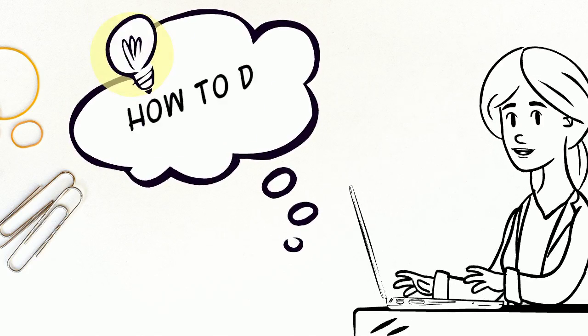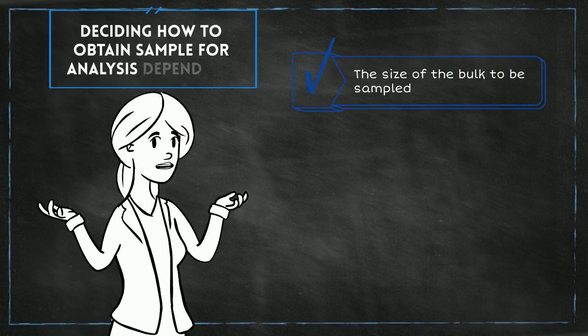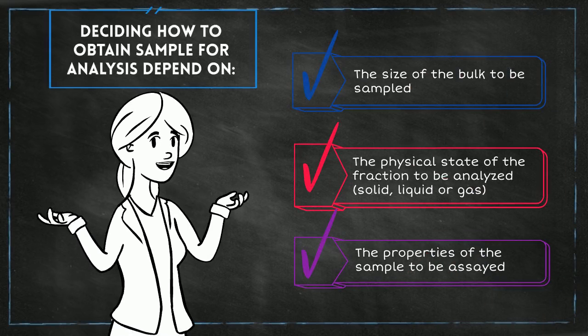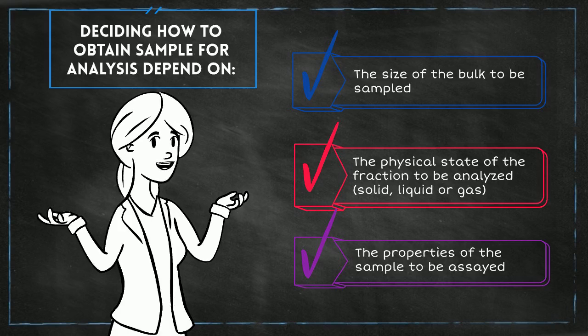How to do the sampling? In order to decide how to obtain a sample for analysis, it depends on, first, the size of the bulk to be sampled. Second, the physical state of the fractions to be analyzed, whether it is solid, liquid or gas. And the third is the properties of the sample to be assayed.